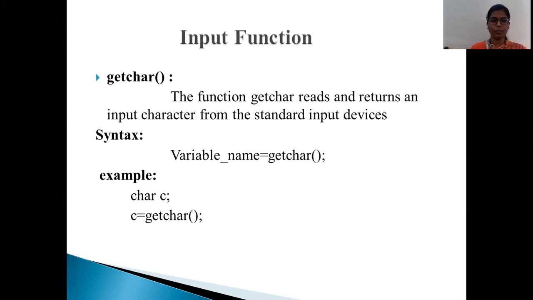Syntax is name of the variable equal to getchar function. Here we take a character as an input from the user. In the next example, we define data type char and the name of the variable is c, semicolon. See the syntax: variable name c is equal to the name of the input function, which is the getchar function. This is all about the getchar input function.